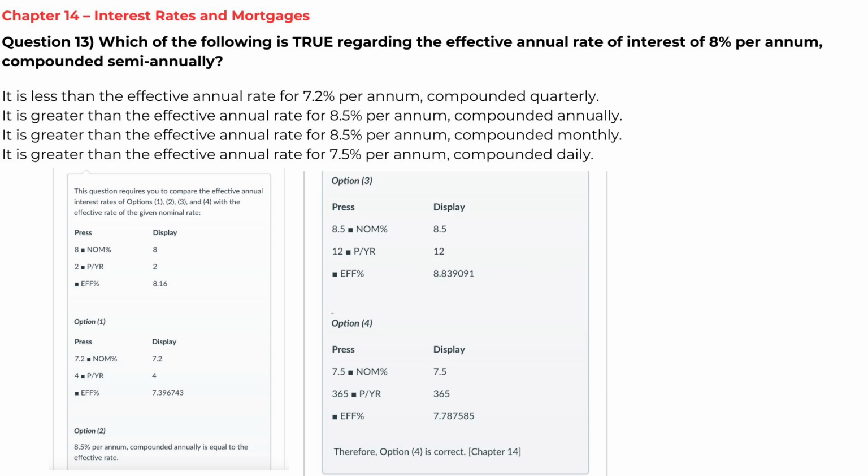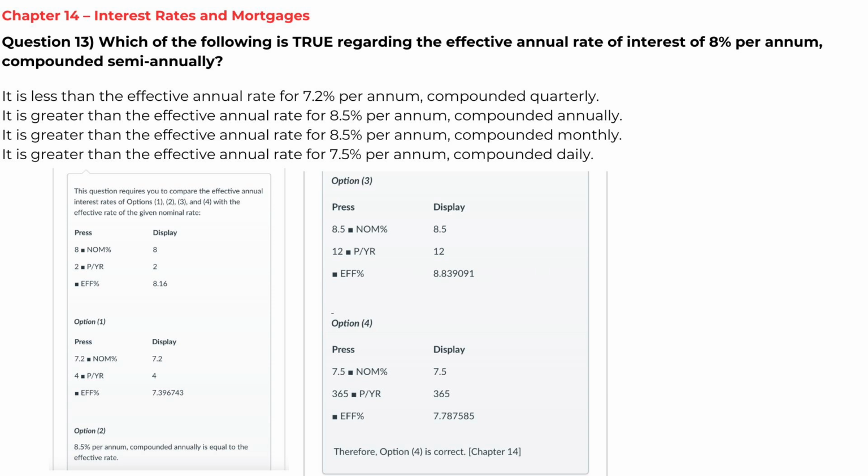Question 13. Which of the following is true regarding the effective annual rate of interest of 8% per annum, compounded semi-annually? This question requires you to compare the effective annual interest rates of options 1, 2, 3, and 4 with the effective rate of the given nominal rate. 8 shift nom. 2 shift PYR. Shift effective. Calculator displays 8.16, which is J1 equals 8.16.